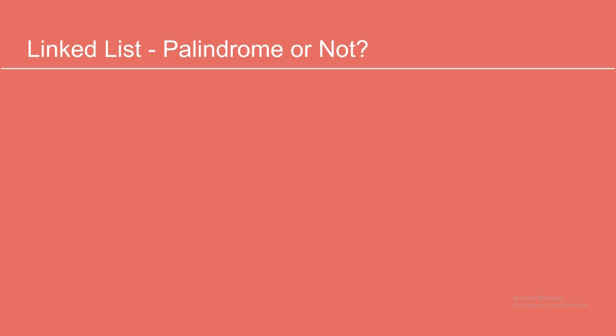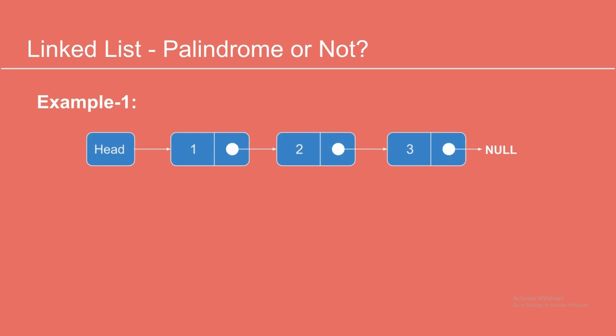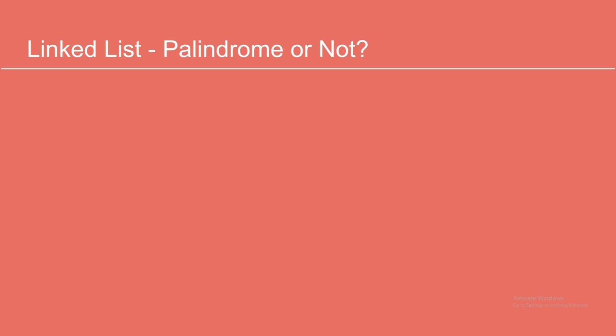Let's go through some examples in order to understand the problem better. So our first example is the following. The list is 1, 2 and 3. Let's check whether this list is palindrome or not. It will return false, because from backwards it is read as 3, 2 and 1, which is not the same as forwards.